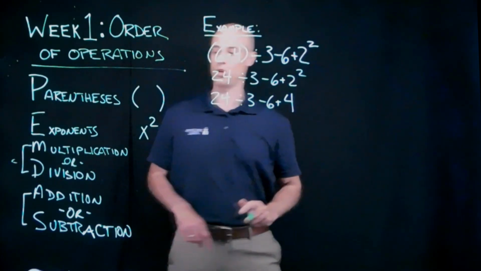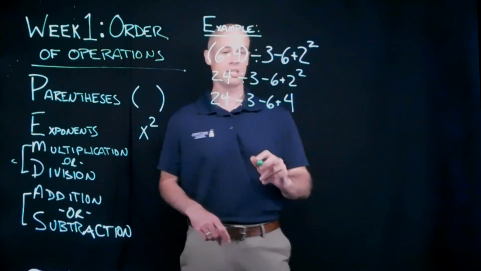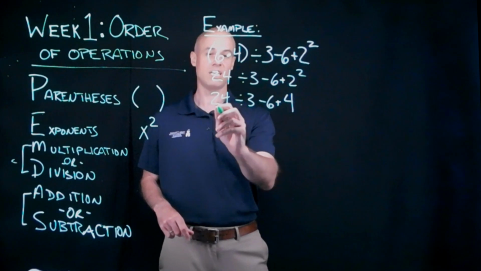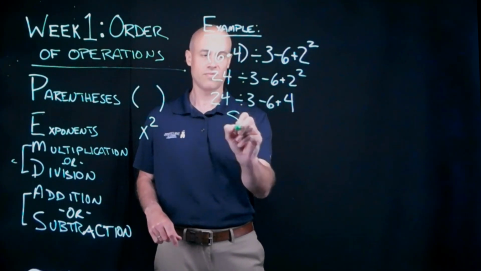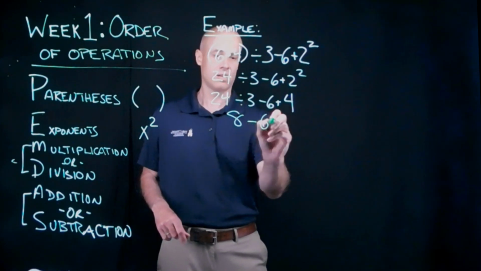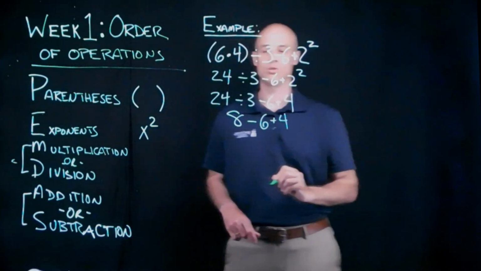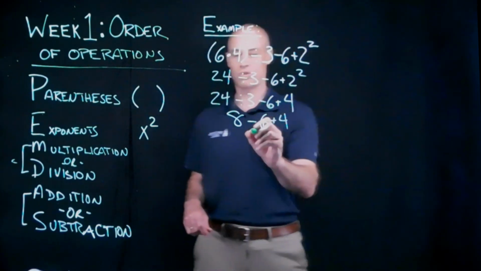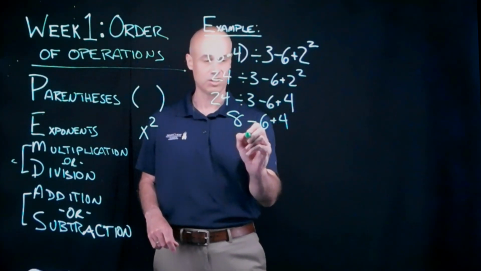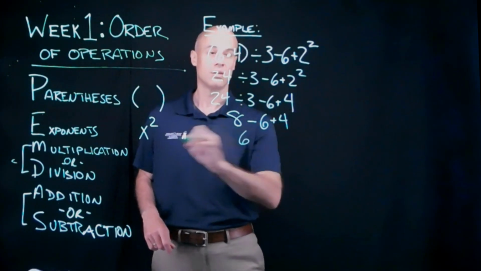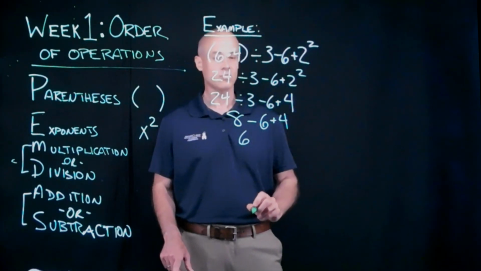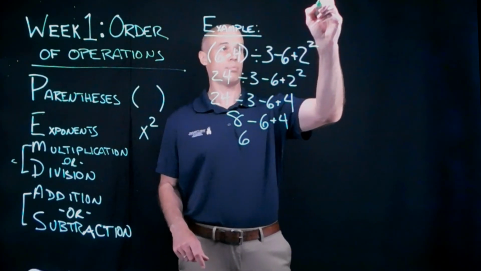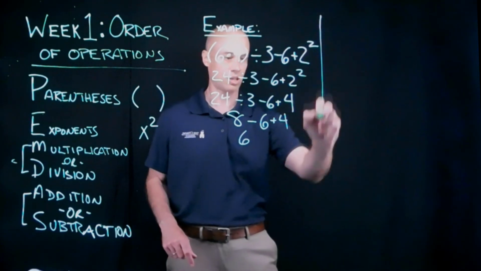Now we're going to work with multiplication and division, and we're going to go left to right. So we're going to divide 24 by 3. Okay, now we're going to do addition and subtraction left to right. And this is going to leave us with 6. So there's our simple example. Now let's go on to an application problem.